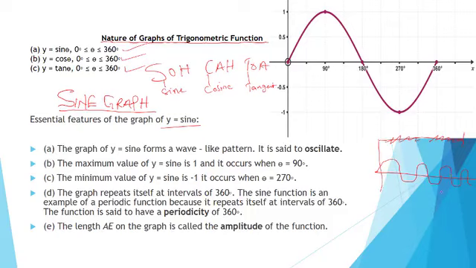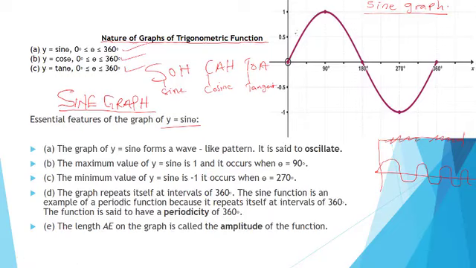Now the maximum value of sine theta is 1, and it occurs at theta equals 90 degrees. If you plot this sine graph, you discover this is a sample of a sine graph that is shown in front of us here. This is a sine graph. One of the features is that the graph of sine theta forms a wave-like pattern. This is the nature, it goes this way continuously, depending on the value that you have.